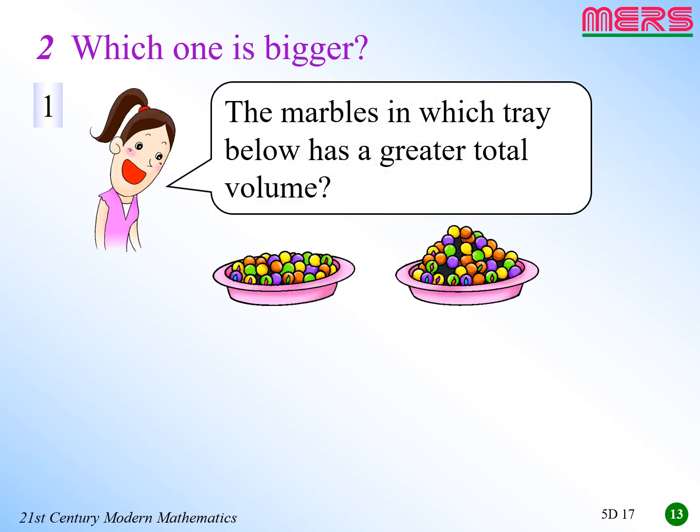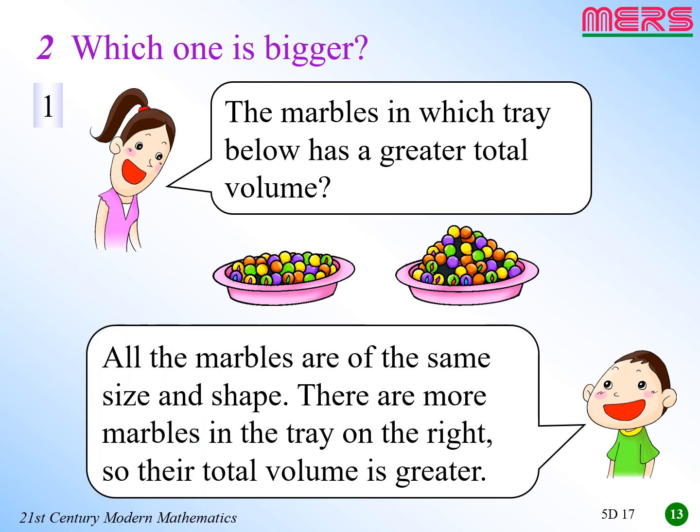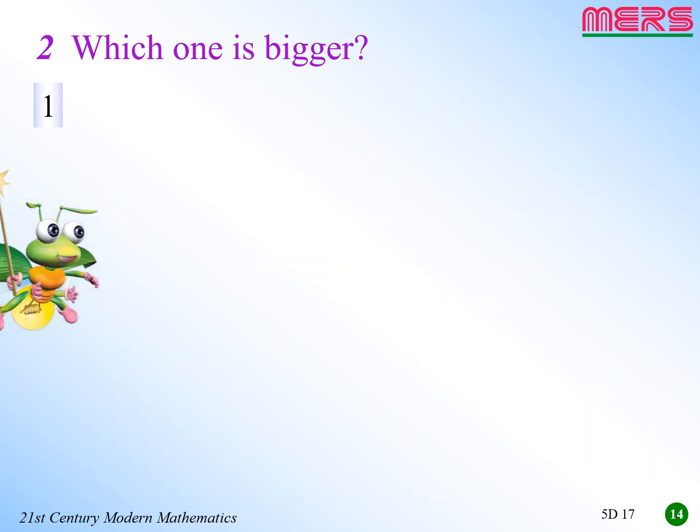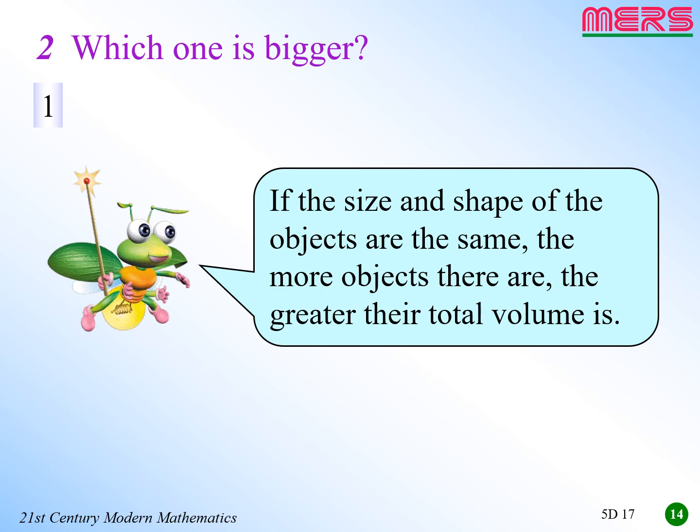Now, let's continue the understanding of the concept of volume first. Here are 2 trays with different amounts of marbles. Observe and tell me which tray has a greater amount of marbles. All the marbles are of the same size and shape. There are more marbles in the tray on the right, so their total volume is greater. To conclude, if the size and shape of the objects are the same, the more objects there are, the greater their total volume is.